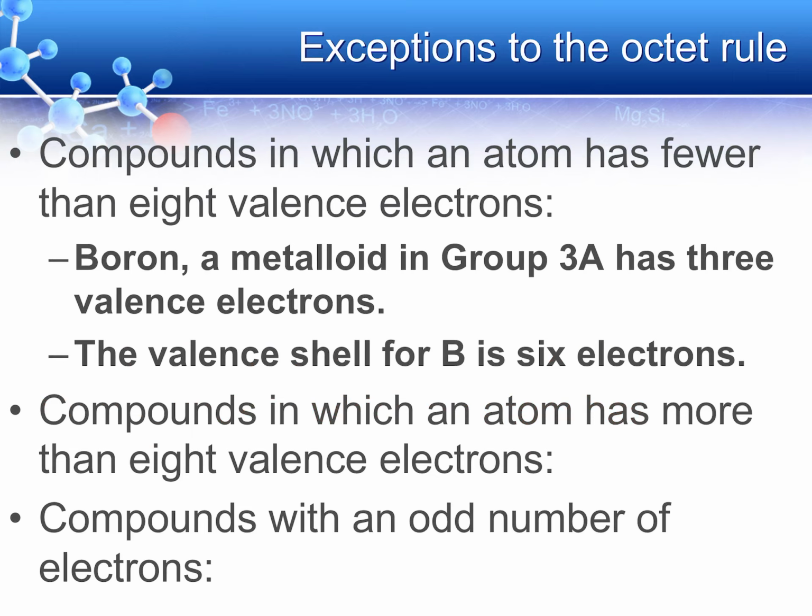There are a number of compounds in which we can draw Lewis structures in which we do not obey the octet rule. So let's start first with compounds in which the atom has fewer than 8 valence electrons, and boron is the best example of that. It is a metalloid in group 3A that has 3 valence electrons, so when it forms bonds, its valence shell has 6 electrons and not 8.